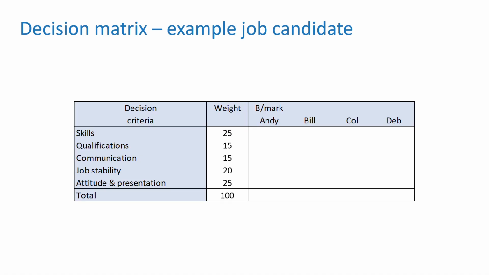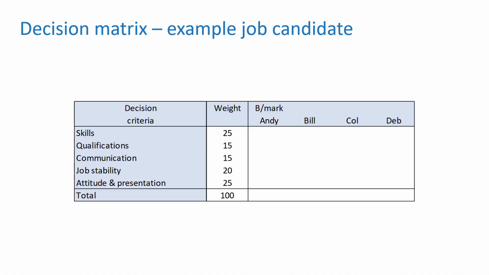I'll use an example of a job candidate. And what you can see on the left there is we've identified some criteria that are important in our choice. In this case, we've selected 5. I suggest you don't choose too many, maybe 7 as a max, otherwise it all becomes a little bit vanilla. So we've selected 5 criteria there, and we've weighted them in terms of their relative importance. So we've rated them out of 100.